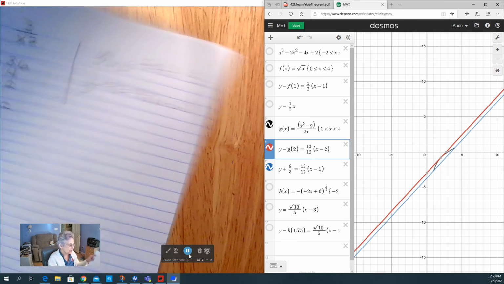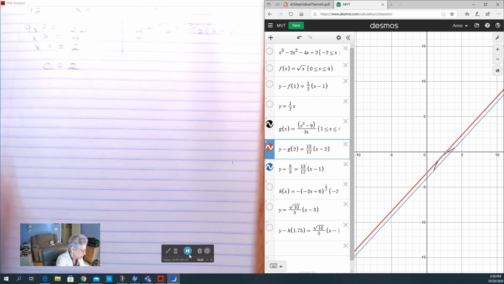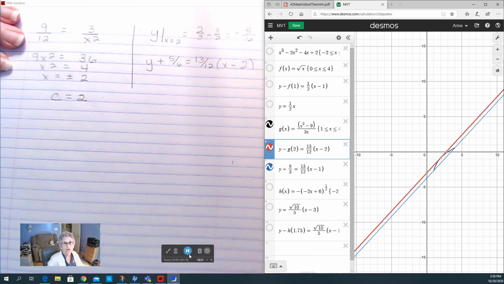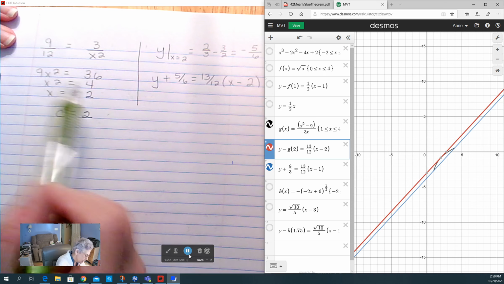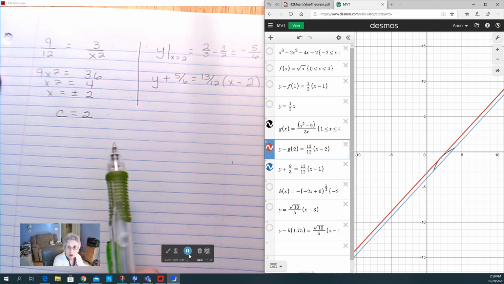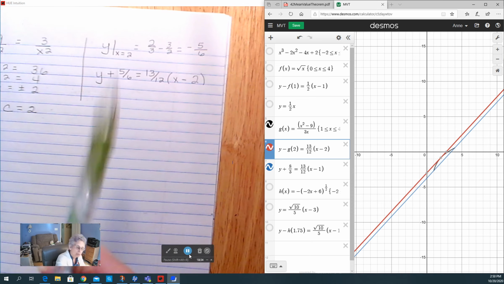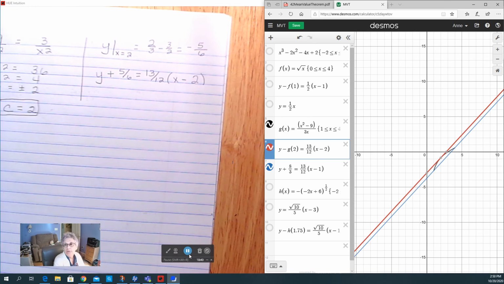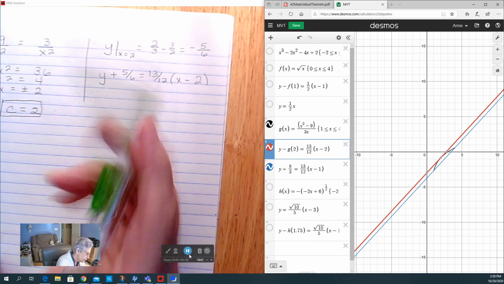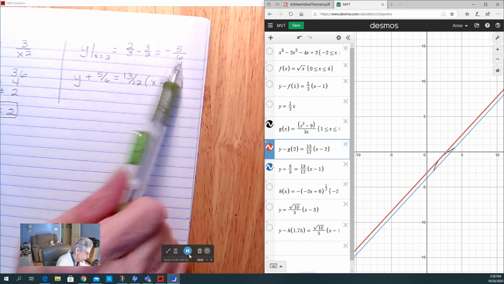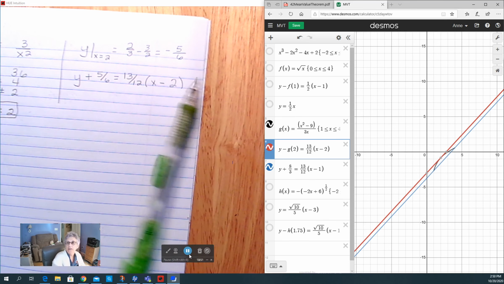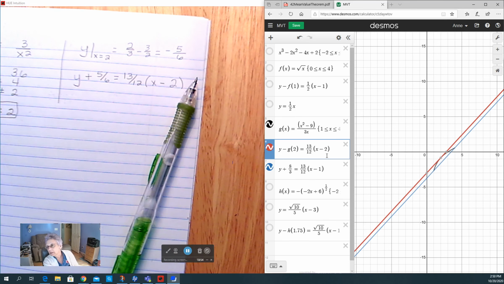I subtracted 1/3 from each side, and 1/3 is 4 over 12. So 13 over 12 minus 4 over 12 gave me 9 over 12. I cross multiplied. I got two options, plus or minus 2. So my c that I chose was the one that lived in the range I was interested in, 1 to 4. I plugged 2 in just to see what the y coordinate was so I could write down the equation of the tangent line, even though over here I didn't bother. I just let Desmos do the work for me.